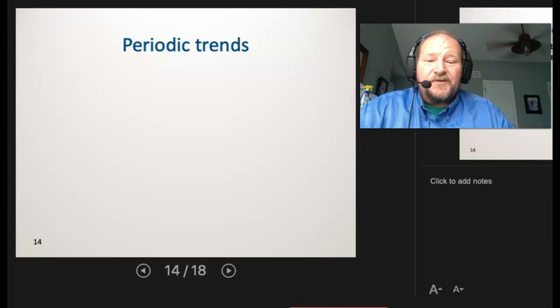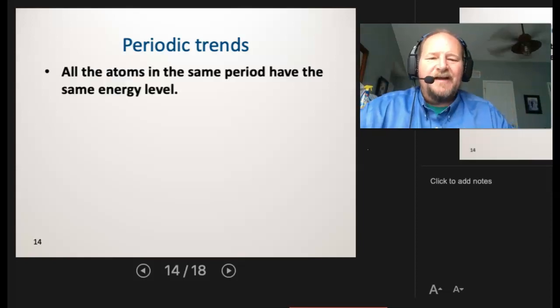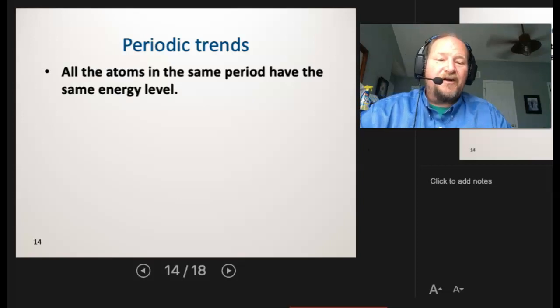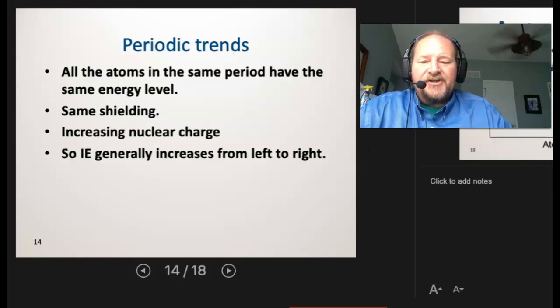So periodic trends, just the opposite. Remember, the nuclear charge was getting stronger and stronger. The atom was getting smaller and smaller and smaller. Well, now it's going to be harder to pull the electron off. You have the same shielding, but we have that increase of the nuclear charge. So the ionization energy then is generally going to increase from left to right.